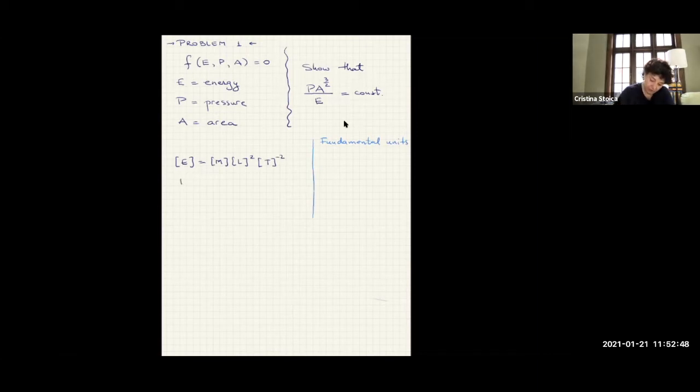Then the pressure is measured in kilogram over length over time squared. So it's mass, length at -1, time at -2. Up to now, what fundamental units do we have? We have mass, length, and time. I think that would be all, because the next one is the area, and area is easy enough. It's just length squared.